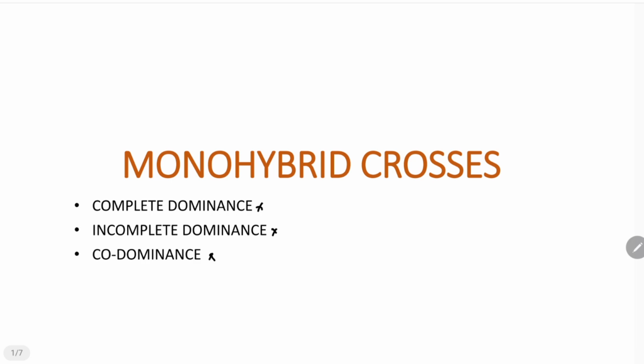But before we do that, what is a monohybrid cross? We know that the word mono simply means one. So this is a cross wherein we're interested in the inheritance of only one characteristic at a time, right? So we're only interested in how a certain characteristic is inherited in a family, only one characteristic at a time. So let's focus on complete dominance.